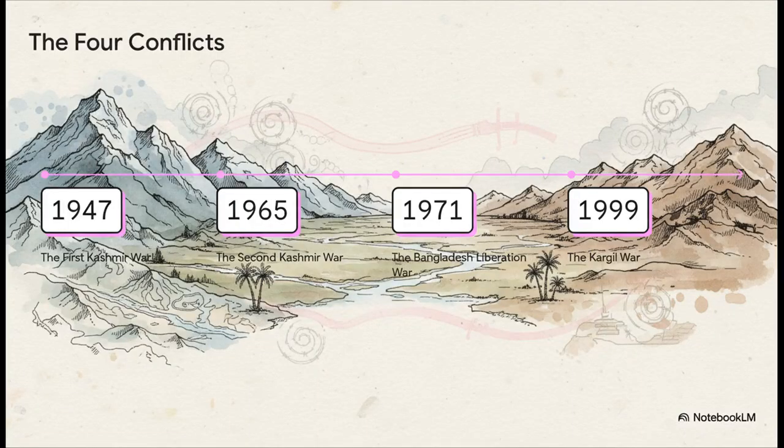So, think of this timeline as our roadmap. It's going to guide us through the 4 major conflicts that have really defined this rivalry. We'll go from the mountains of Kashmir to the plains of Bengal, and then all the way back again.